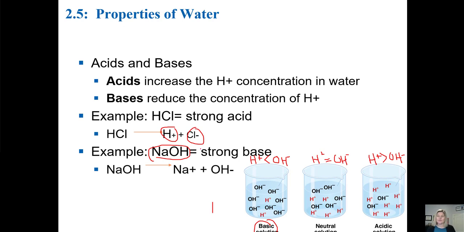In this sodium hydroxide, this is considered a strong base because when it enters water, the sodium is going to dissociate and then it's going to leave behind this hydroxyl ion. So the concentration of hydroxyl ions will increase in that solution, making it a basic solution. Okay?